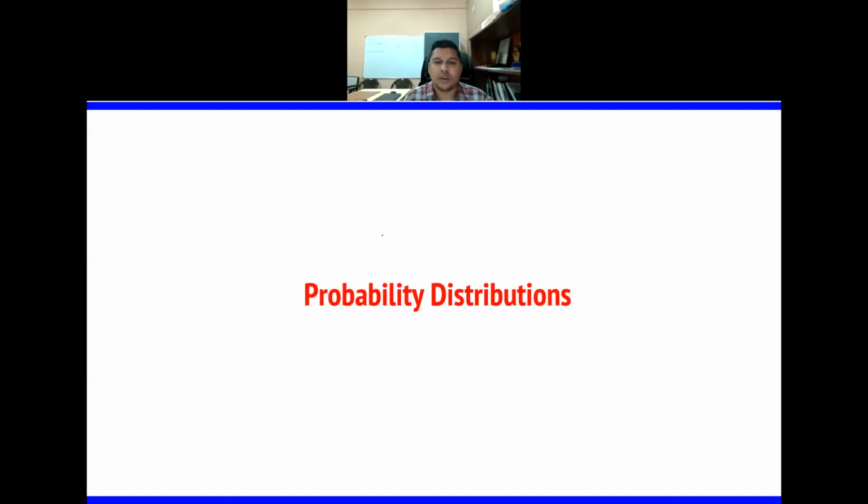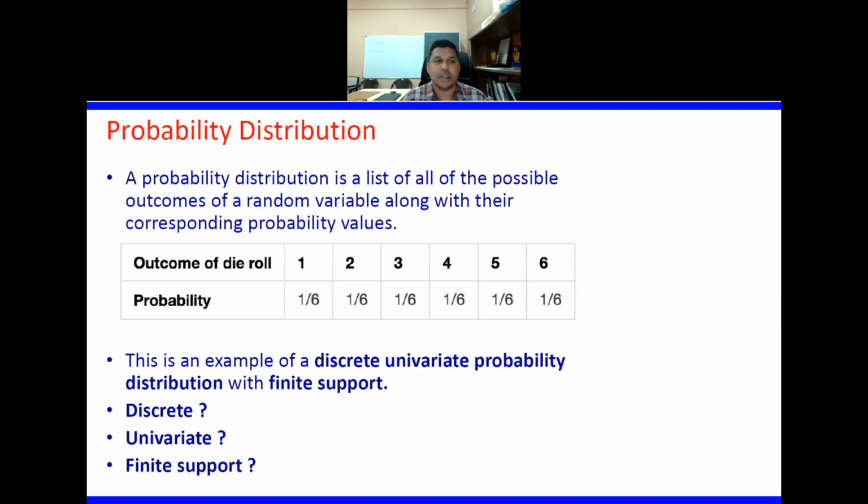Let's try to understand what is a probability distribution. We have seen about random variable. We have understood what is a probability. We have compared it with statistics. Let's see what is a probability distribution.